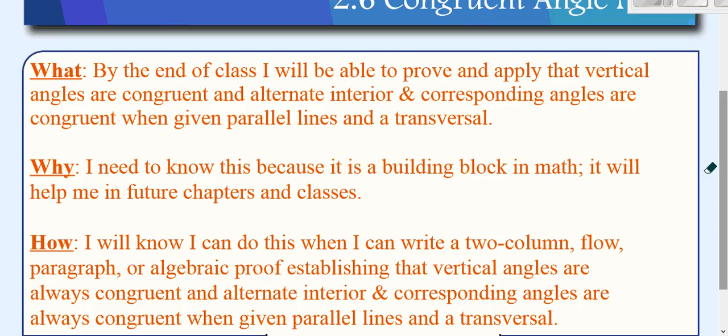Almost every single proof that we're going to be getting to is going to use either vertical angles or alternate interior angles. Almost every single one. And when you write a two-column proof, if you can use these concepts in your two-column proof, that means you got it. Or a flow proof or a paragraph proof, whatever.